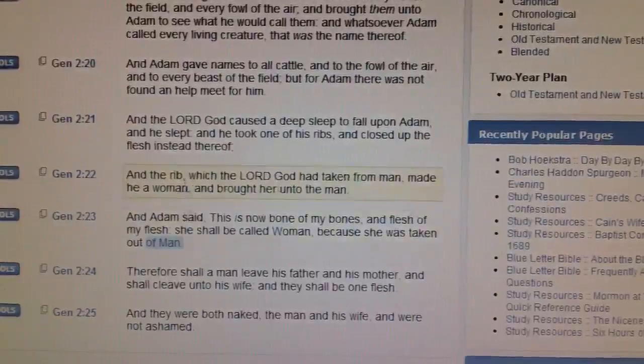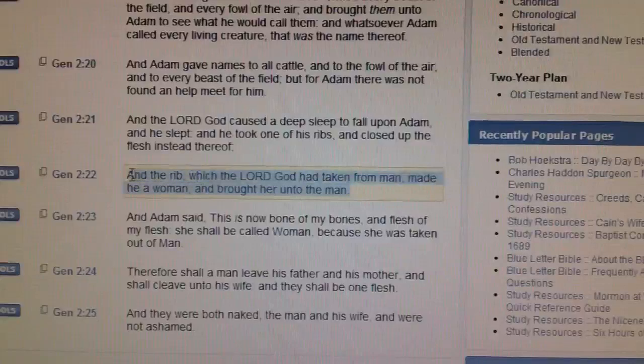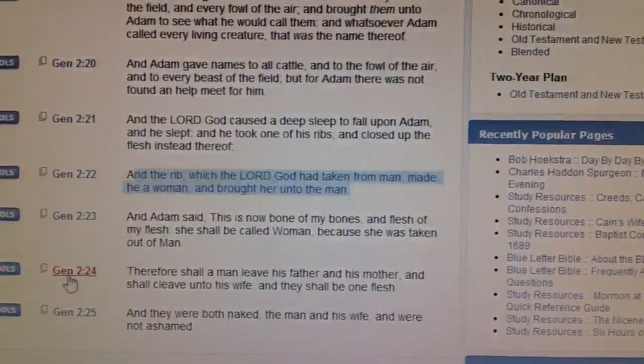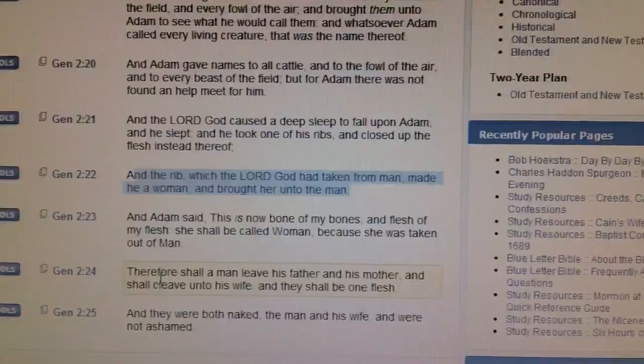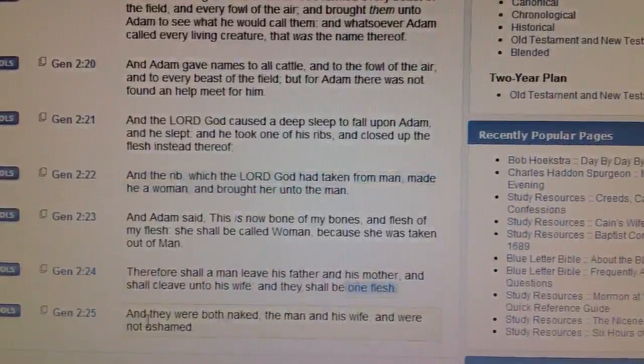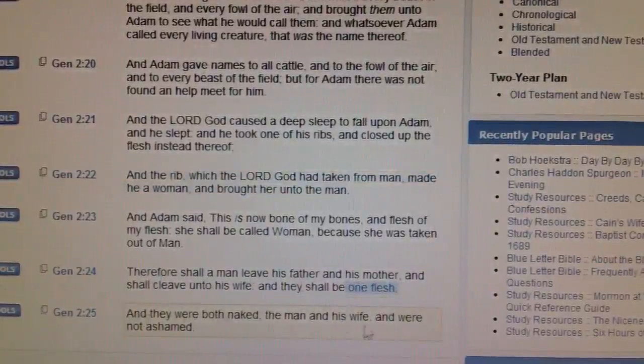Okay, now, "and brought her unto the man." Genesis 2:22. Basically, this is the sexual union that occurred between Adam and Eve. Okay, so let's move on to verse 24: "Therefore shall a man leave his father and his mother, and shall cleave unto his wife, and they shall be one flesh. And they were both naked, the man and his wife, and were not ashamed."